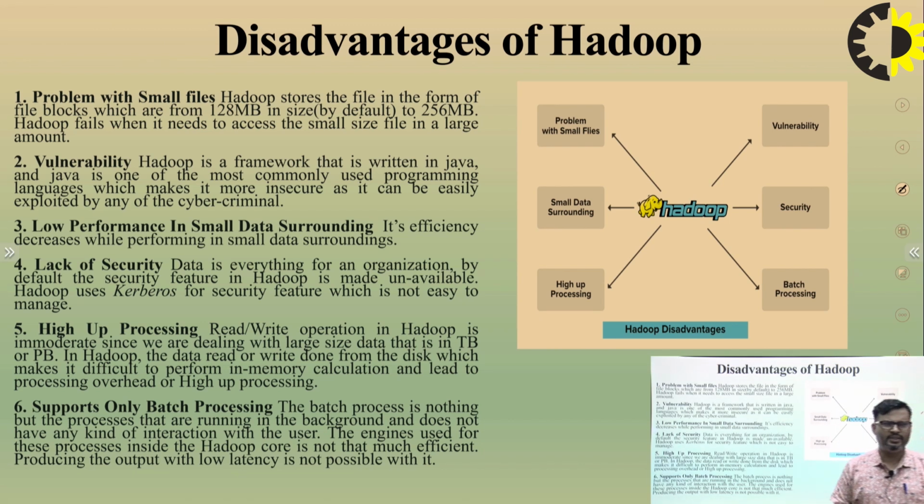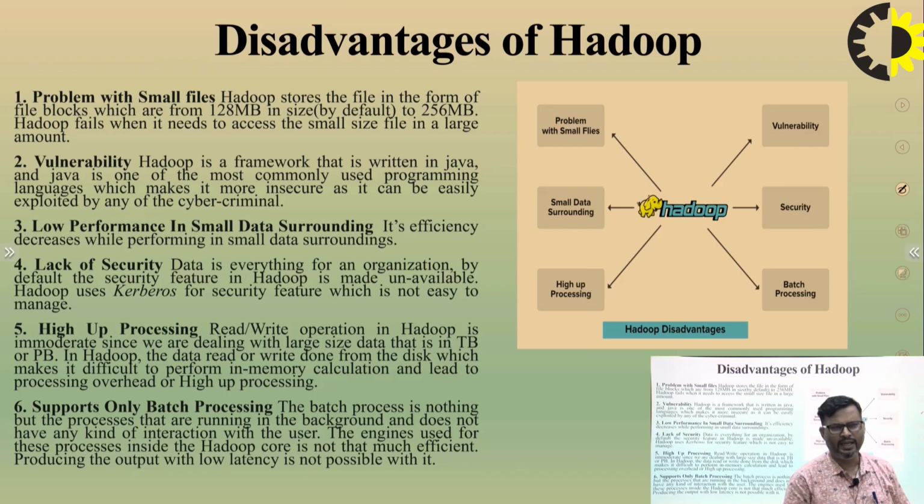Next thing, we can say low performance in small data surroundings. So here its efficiency decreases while performing in a small data surrounding. Next thing, lack of security, because data is everything for an organization. By default, if the security features are not working properly, they are made unavailable. So Hadoop uses Kerberos for security features, which is not easy to manage.